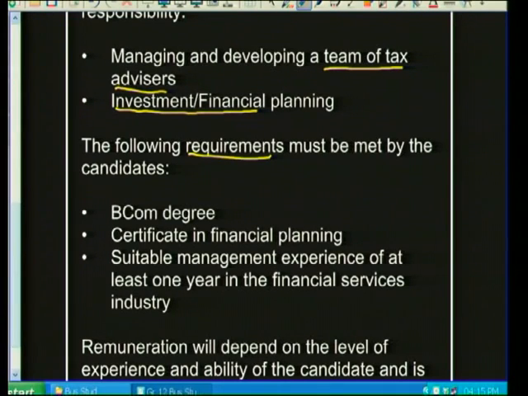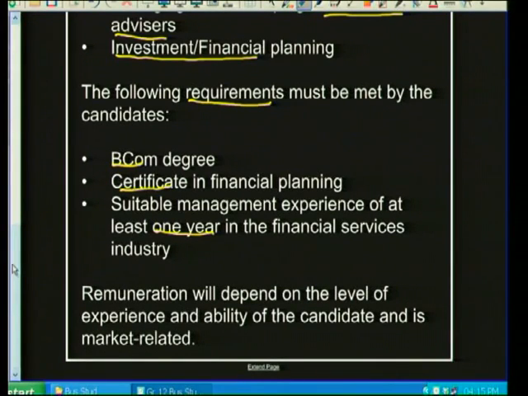What are the requirements? The following requirements must be met by the candidates. Firstly, you need to have a BCom degree. Secondly, you need to have a certificate in financial planning. Thirdly, suitable management experience of at least 1 year in the financial services industry. And then lastly, they mention remuneration will depend on the level of experience and ability of the candidate. They do mention that it is a market-related salary or remuneration.